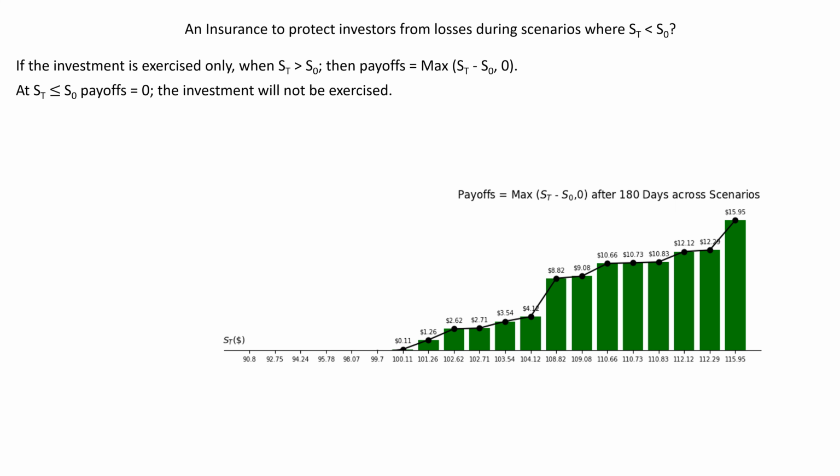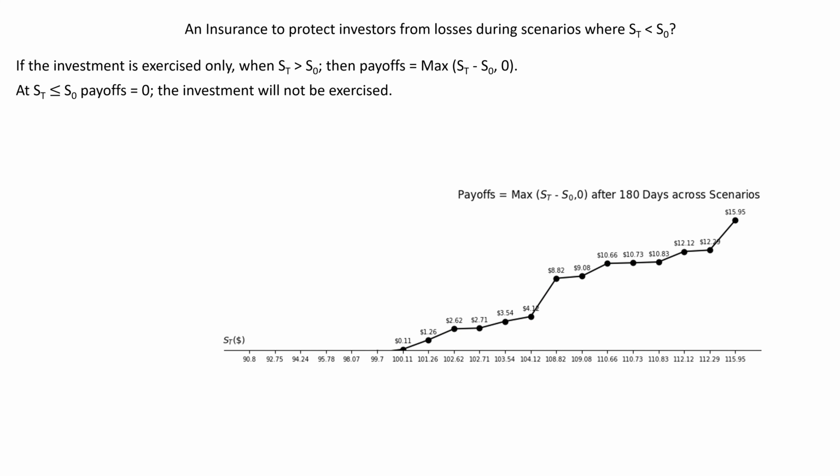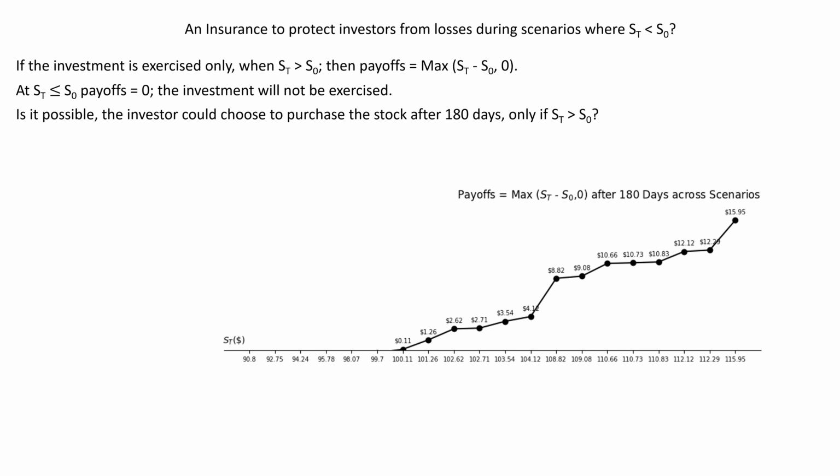To add a trajectory to them, we can see that only the payoffs that are positive are visible in the graph over here. Now let's eliminate these bar plots and just have our trajectory and see, is it possible for the investor to choose to purchase the stock after 180 days only if ST is greater than S0? If that's possible, this is what the investor payoffs would look like across the 20 scenarios. Yes, this is possible because such an option exists in the form of a call option.